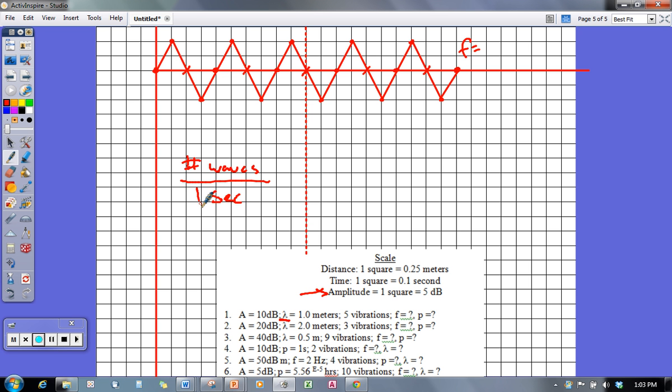Okay, so we have 1, 2, 3 crests. We have 2 troughs. That's 5. So it's going to be 5 divided by 2 equals 2.5. And what's our unit? Hertz. With a Z. Okay.